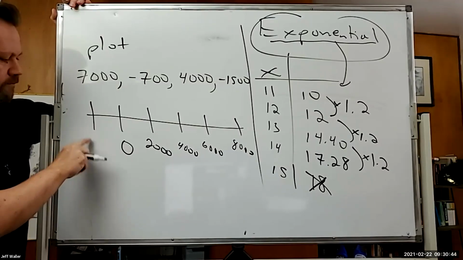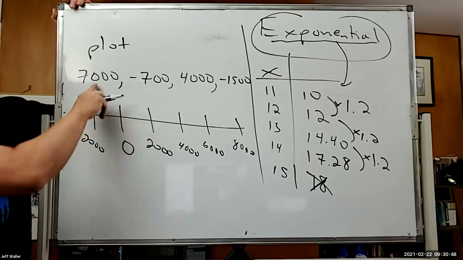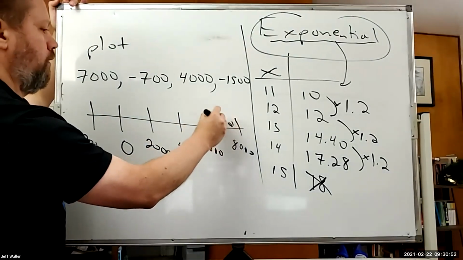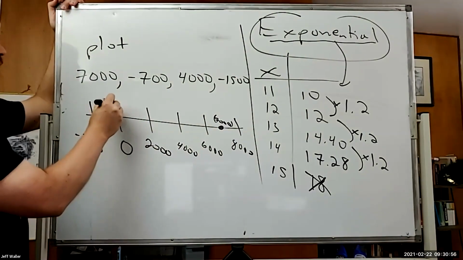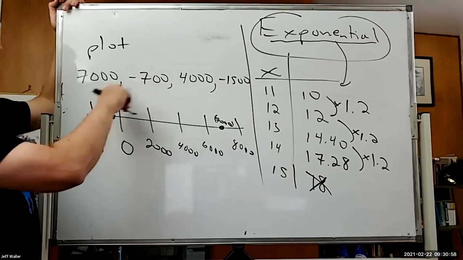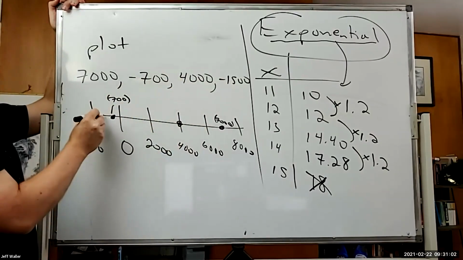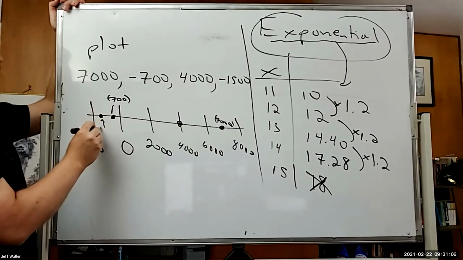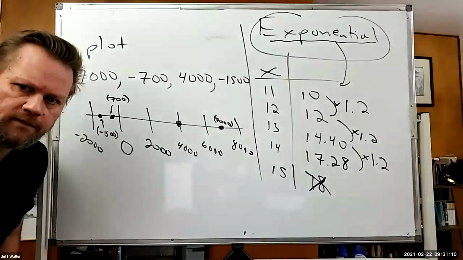2000. Negative 2000. Cool. And now I can find 7,000 is like right there. Negative 700 is like right there. 4,000, oh yeah. And then negative 1,500 is right over there somewhere. There you go. You guys, does that make sense?